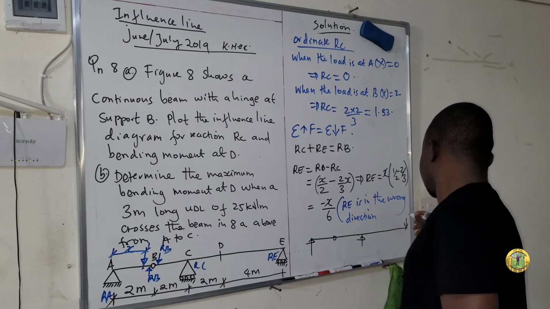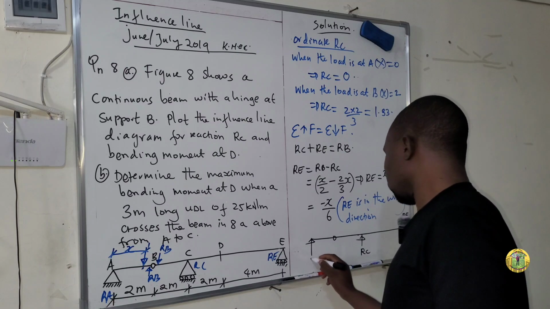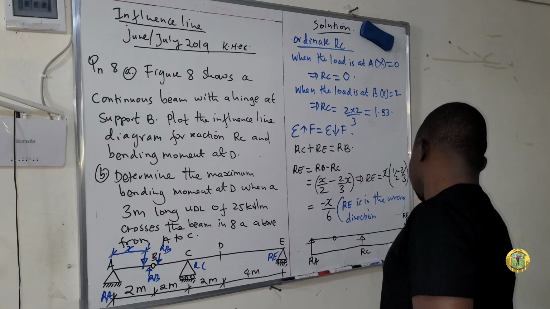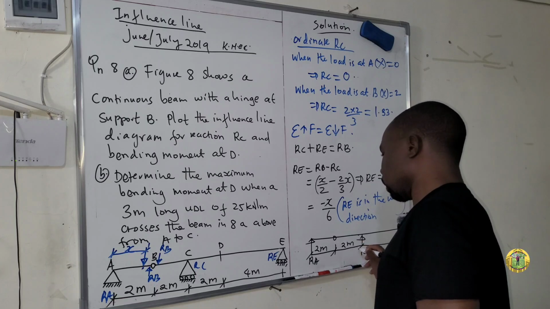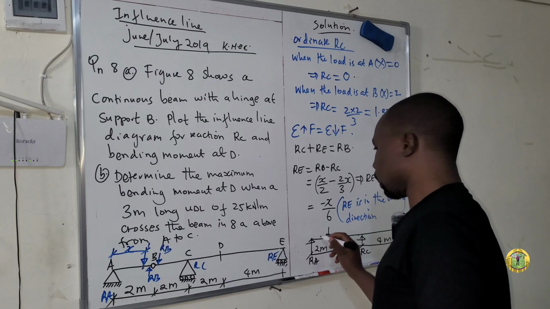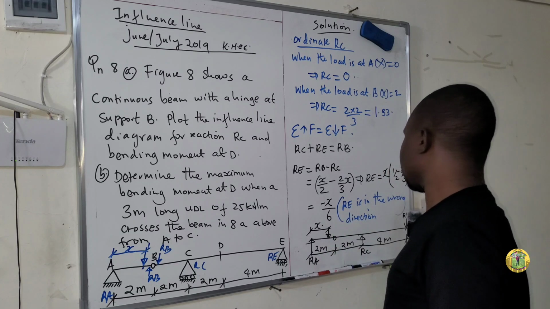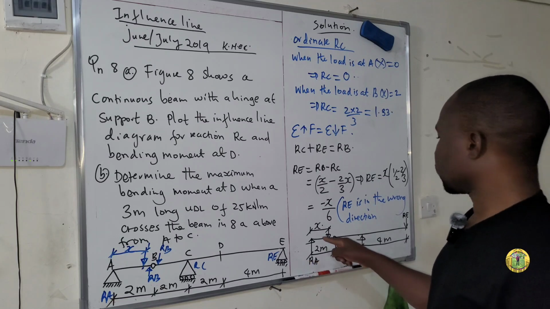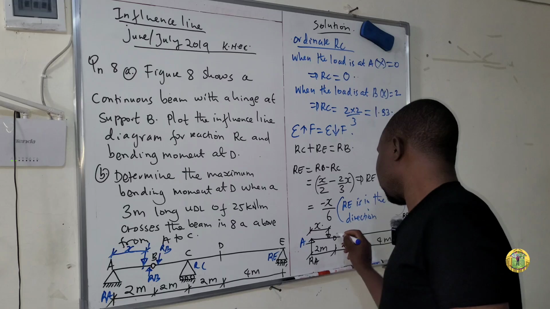So this is RE, and this is RC, and this is RA. And the distances or dimensions are as follows: this is 2 meters, and then 4 meters. And then 1 unit load is here, so this is X, like that. Now we are done when the unit load is in between A and B.